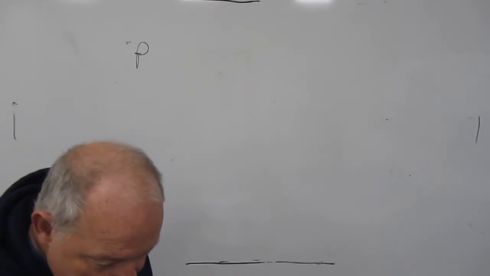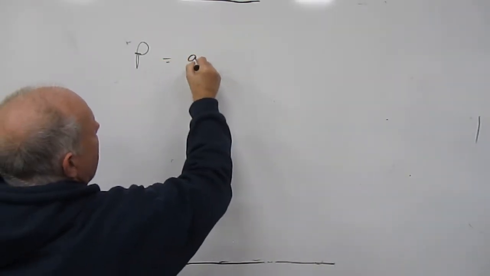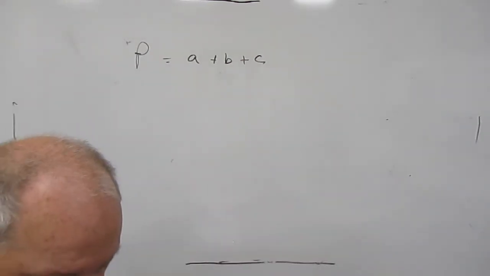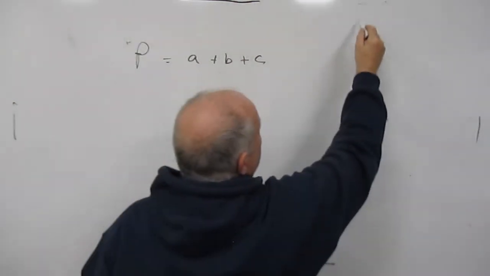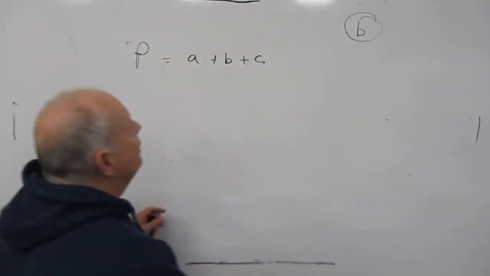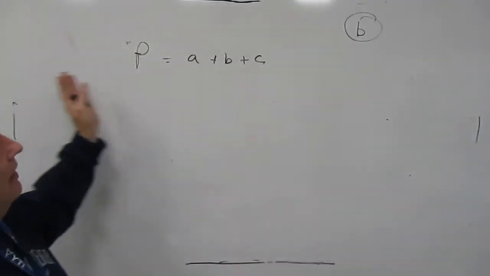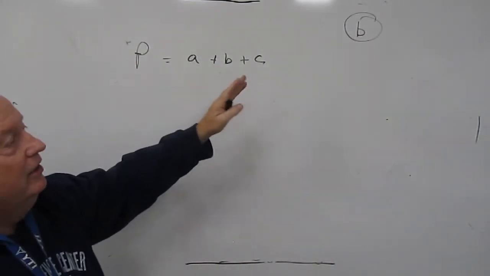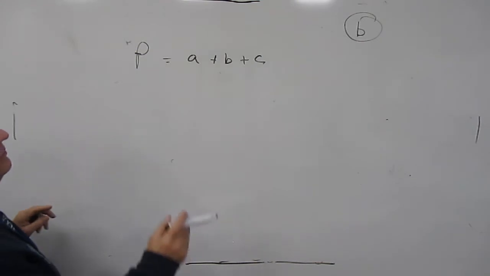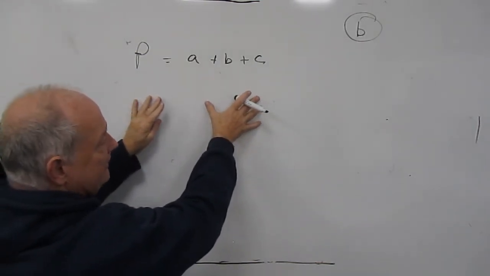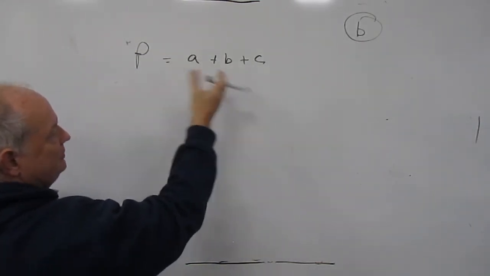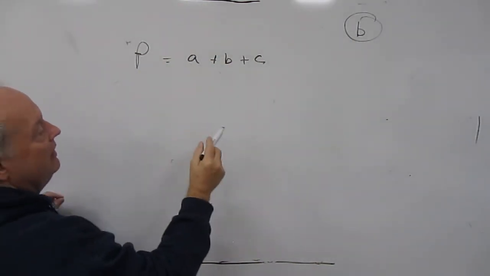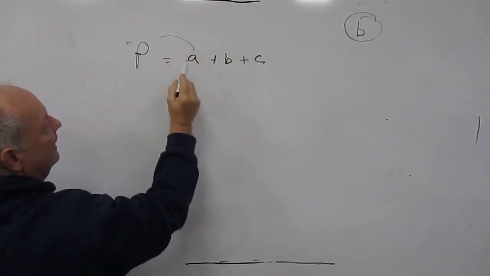P equals A plus B plus C. And you want to solve for B. So we have to get everything on the right side or everything on the left side and just keep B completely isolated on one side. So I'm going to leave it right where it is. I'm not going to change the left and right. But we want to get rid of A. So how can we get rid of A? We want A to come over to that side.